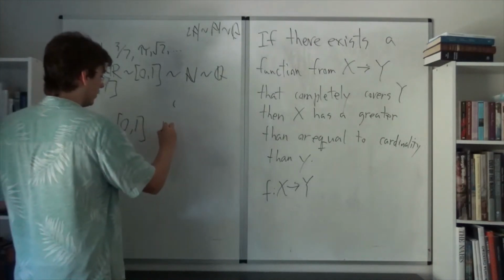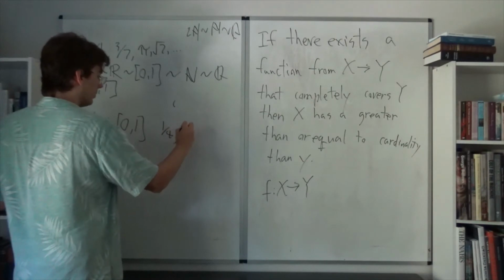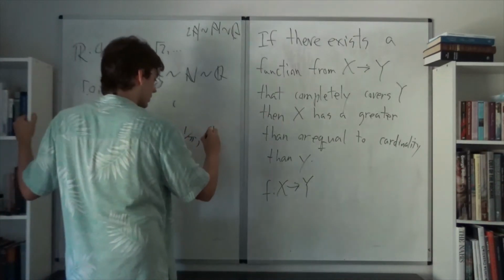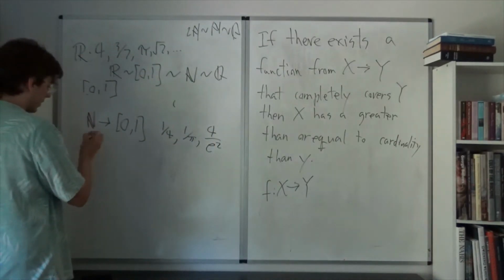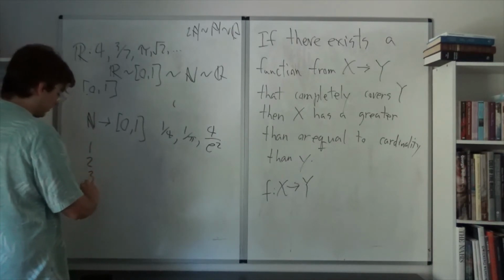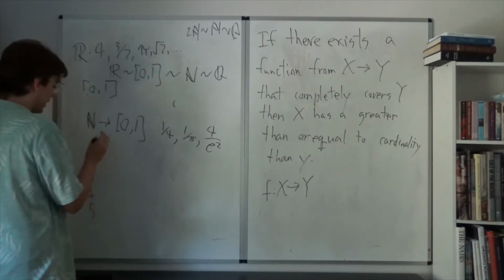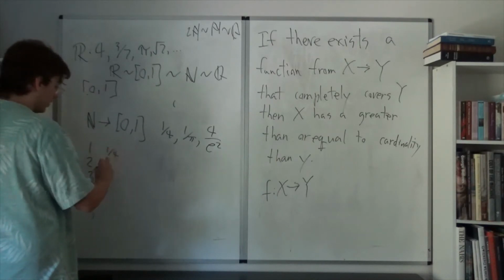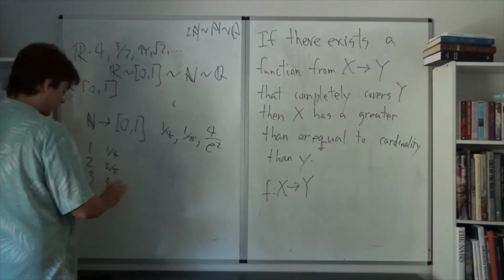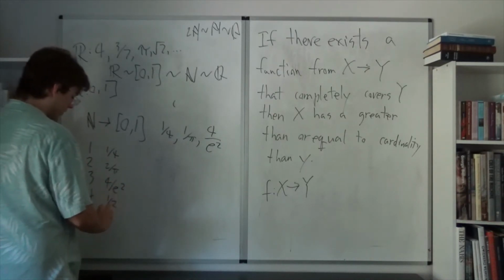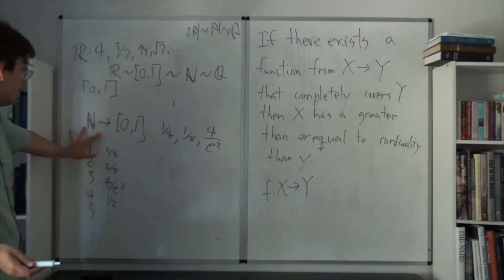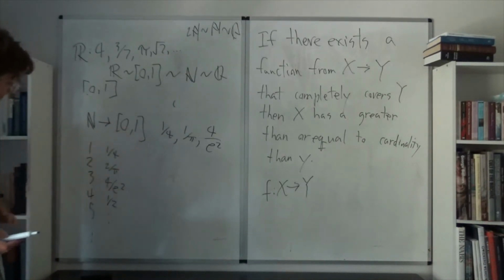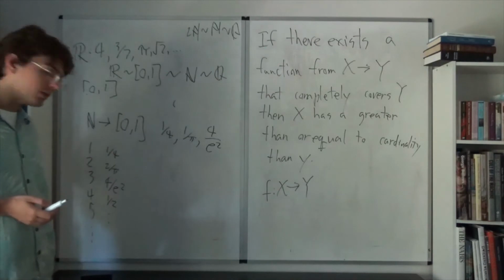So that includes like 1/4 and 1 over pi, and 4 over e squared, etc. All sorts of stuff. So I can make this list, this enumeration, where these guys are paired off. So again, 1 goes to 1/4, 2 goes to 2 over pi, 3 goes to 4 over e squared, 4 goes to 1/2, and so on. Okay? We have this way of mapping everything inside of there onto there. That's all very well and good.